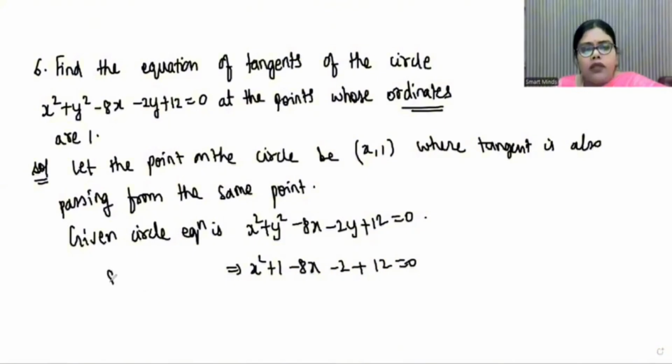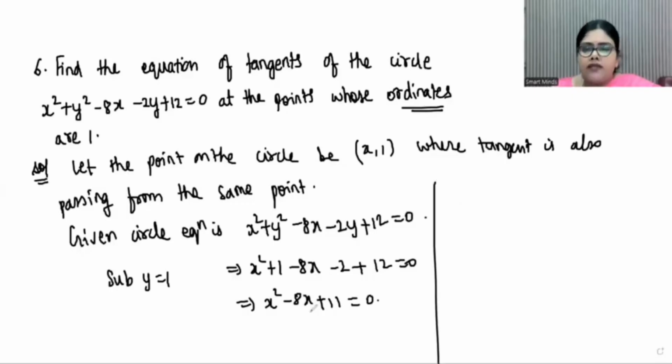Here what am I doing? Substituting y is equal to 1. So what do you get here? x square minus 8x plus 13 minus 2, that is 11, is equal to 0. Now, this is a quadratic equation. How can you solve this quadratic equation? By using the formula method.